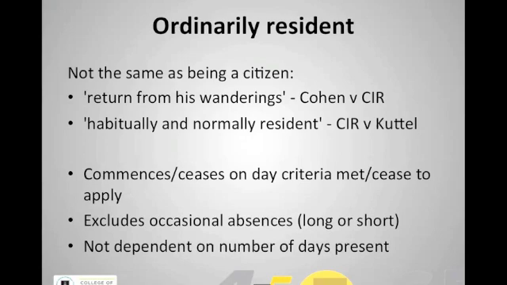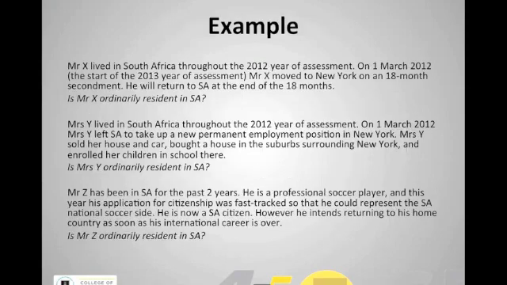The fact that you might have occasional absences from your country of residence does not mean that you are no longer ordinarily resident in that country. And likewise, whether you are ordinarily resident or not has very little to do with the number of days that you are present in the country. So that's the ordinary residence test, and we'll have a look at a few examples.